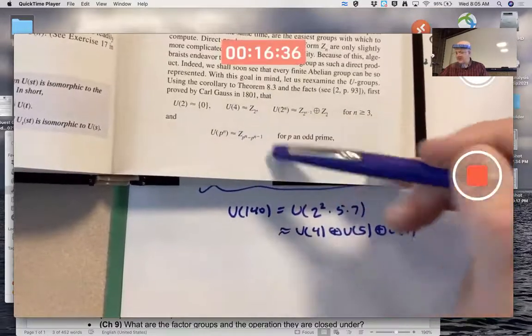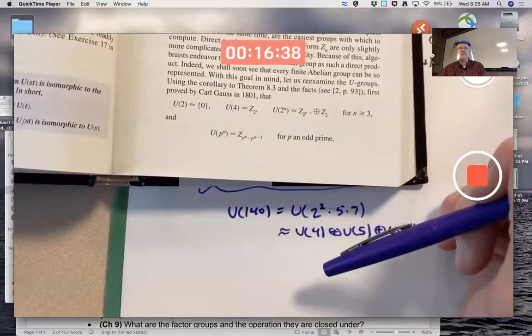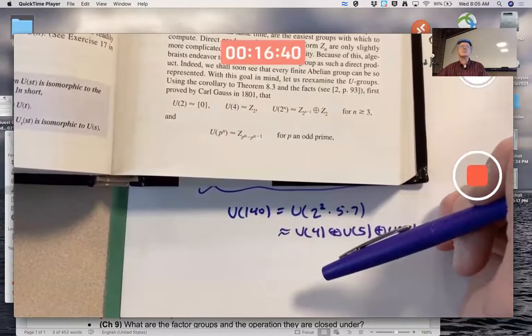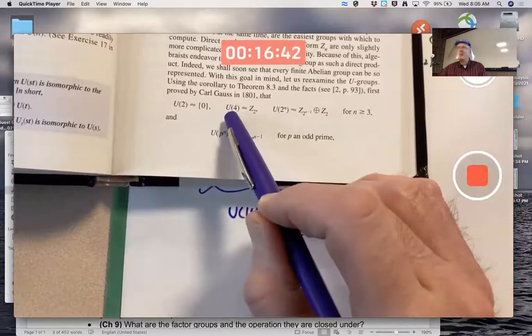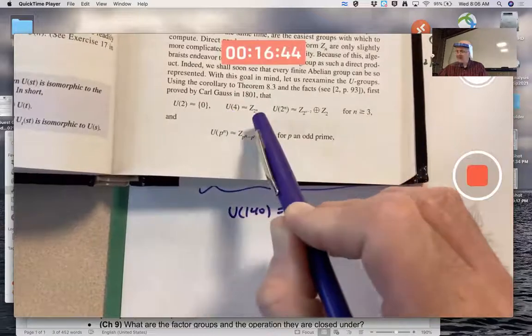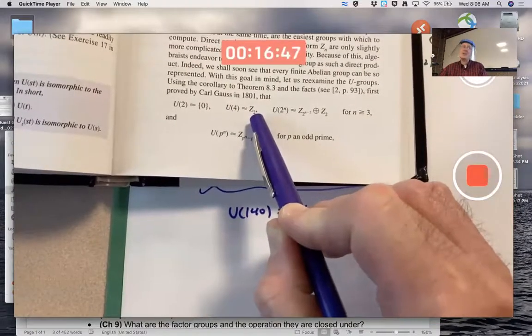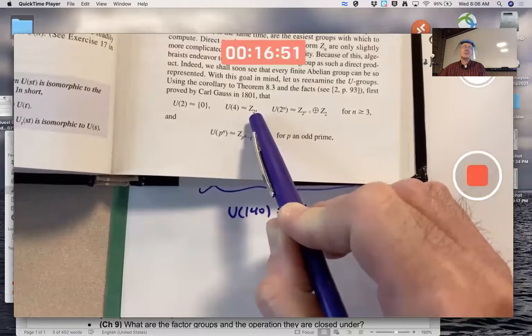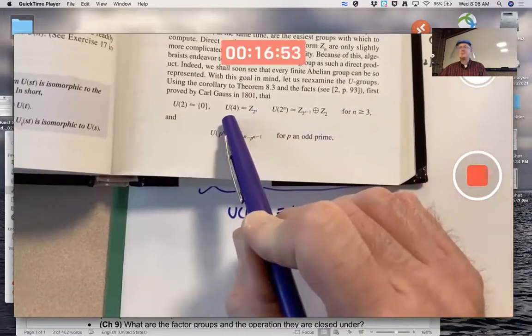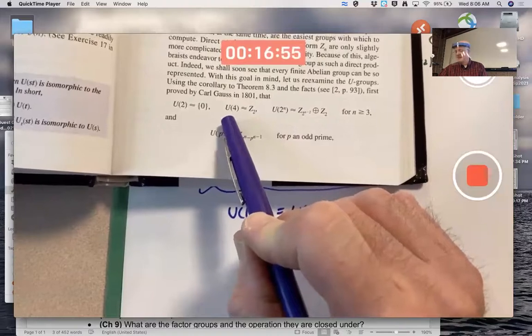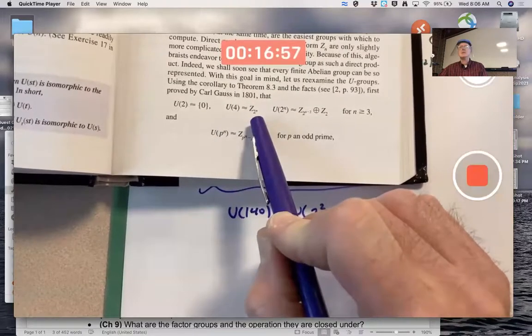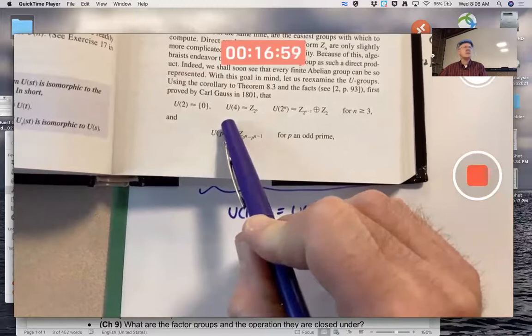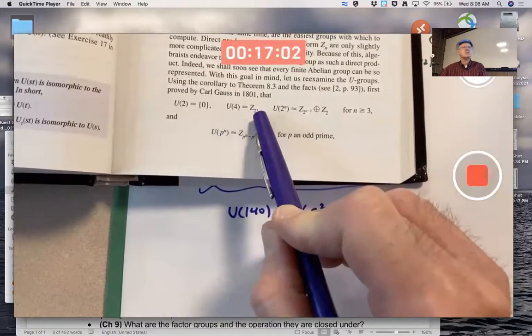U4, okay, that's what we got here, is isomorphic to Z2. It's cyclic of order 2. The operation is multiplication mod 4 here, whereas the operation here is addition mod 2, but they are isomorphic. They have 2 elements. Their Cayley tables have the same structure. An example of an isomorphism, if I asked you to do this on the exam, from U4 to Z2: the elements of U4 are 1 and 3. The elements of Z2 are 0 and 1.